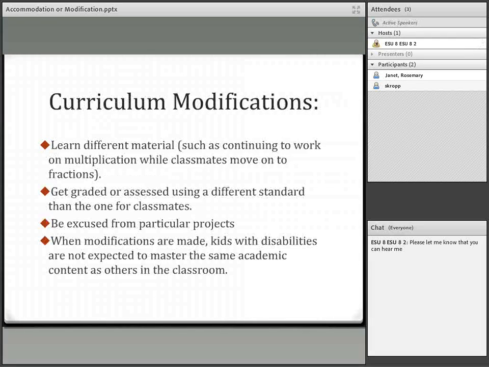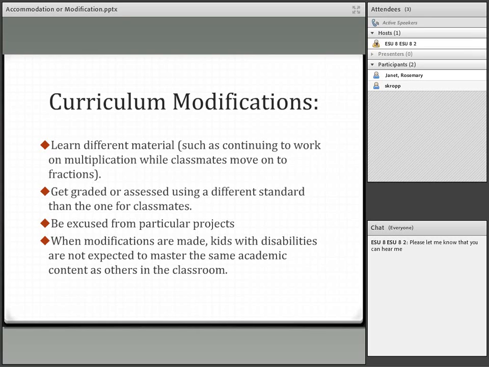We can also have curriculum modifications where the student is learning different material. Like, a student who hasn't yet mastered multiplication, we have that student continue working on multiplication and don't continue them with what the rest of the class is learning. So maybe the rest of the class is moving on to fractions or division. But that student, we're going to change their curriculum and they're going to keep working on multiplication only.